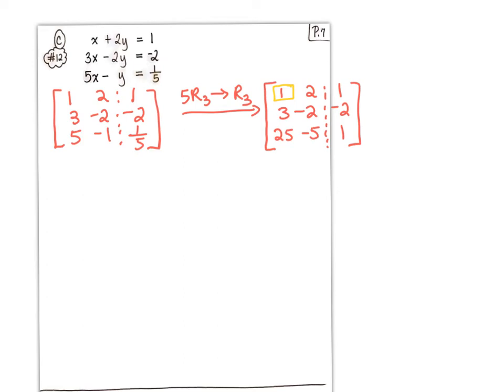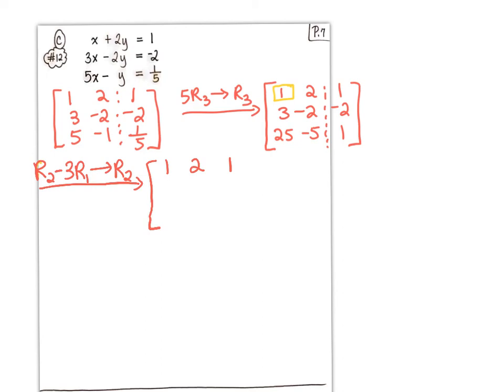How'd you create a 0 where there's a 3? For row 2, I said row 2 minus 3 row 1 to get a new row 2. Good. Row 1 isn't changing. So we have 1, 2, 1.